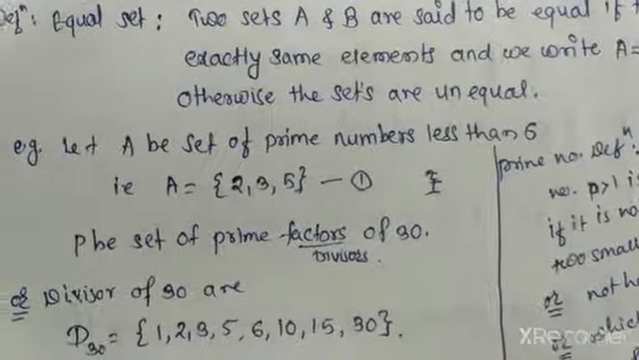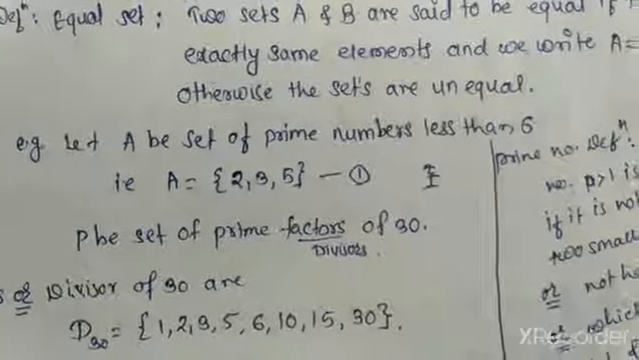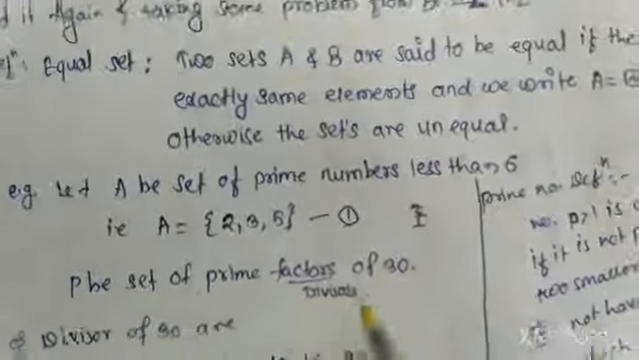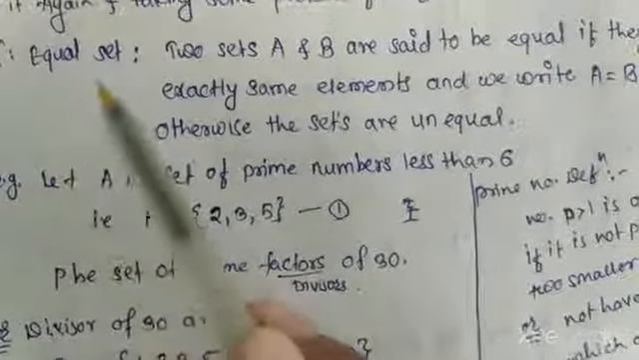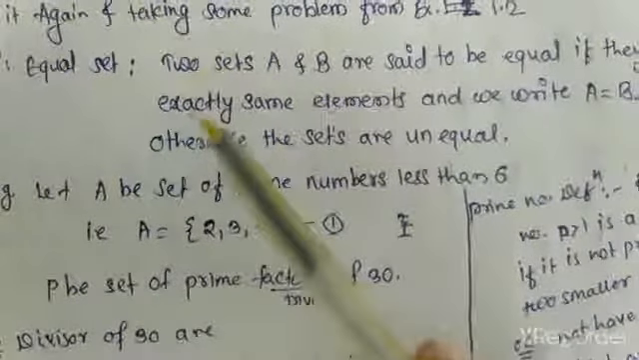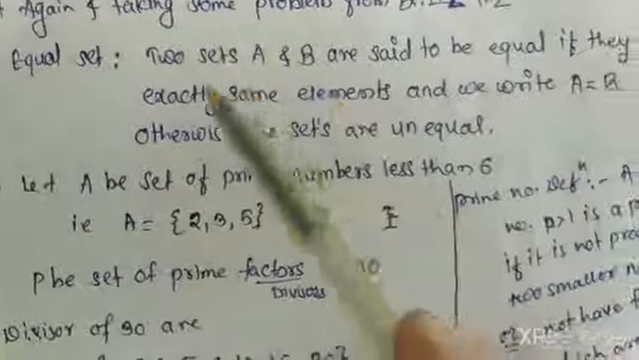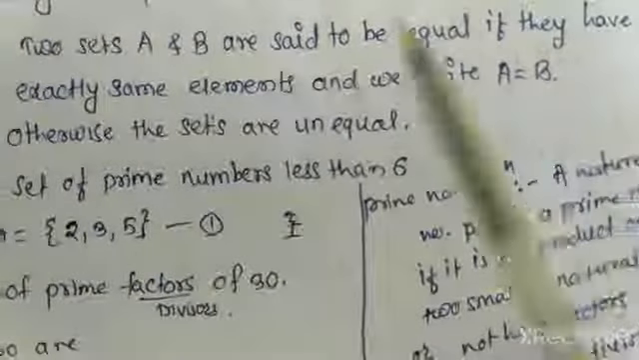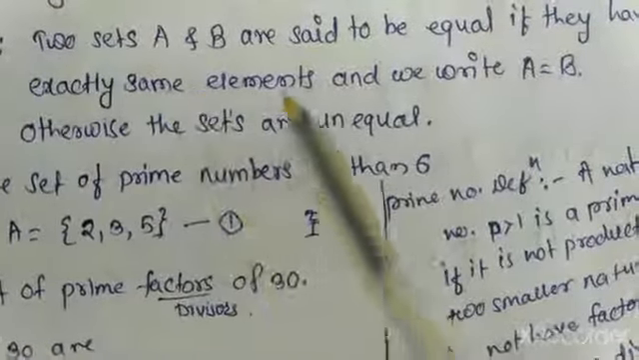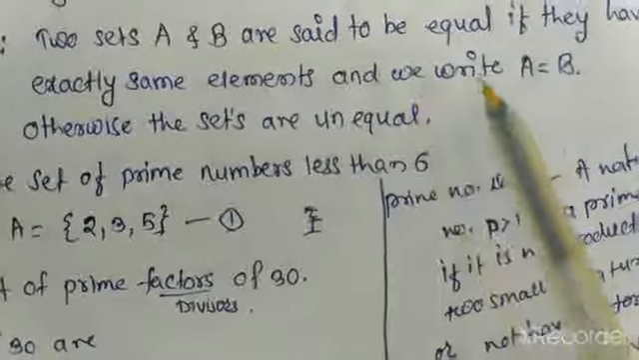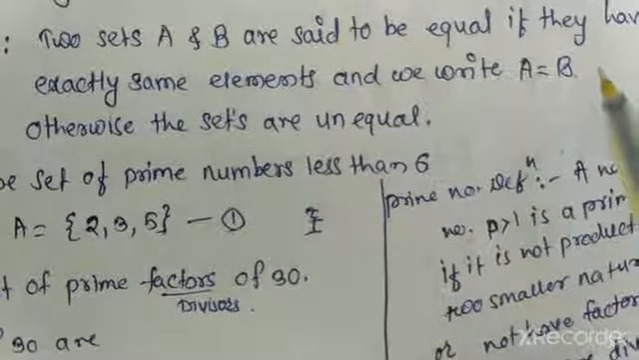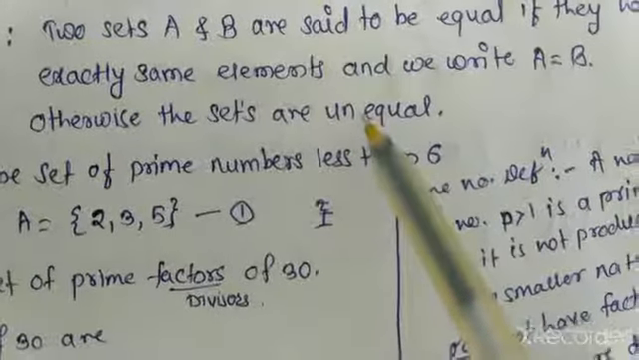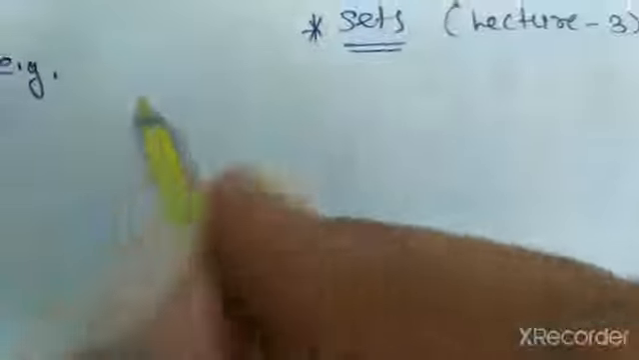Today we firstly revise what we have done in the last lecture. In the last lecture we defined equal sets. The definition of equal sets is: two sets A and B are said to be equal if they have exactly the same elements, and we write it as A = B. Otherwise, the sets are unequal. Now consider the example.